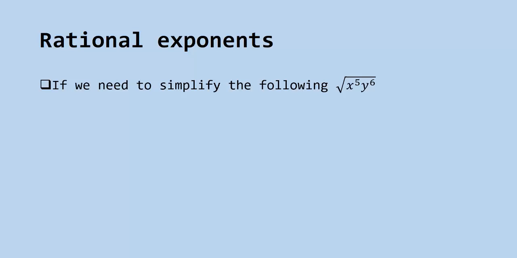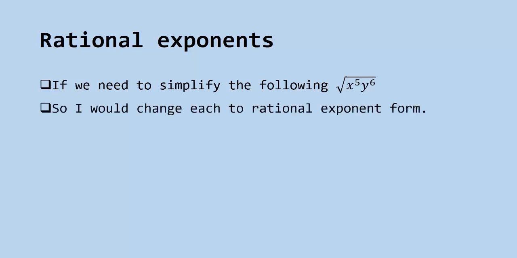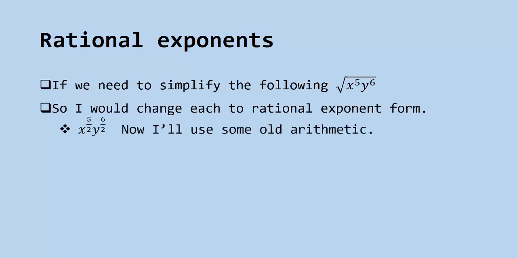If we need to simplify the following, say the square root of x to the 5th, y to the 6th, rational exponents are very, very important. So I would change each to rational exponent form. So x to the 5/2, y to the 6/2. Now I'm going to use some old arithmetic to simplify this.